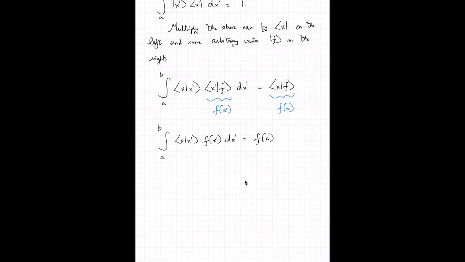So I'm integrating a function over x and I'm multiplying it by some quantity which is a function of both x and x prime. So if I rewrite this equation, I get this function, which is a function of both x and x prime, multiplied by f of x prime dx prime gives me f of x, okay?